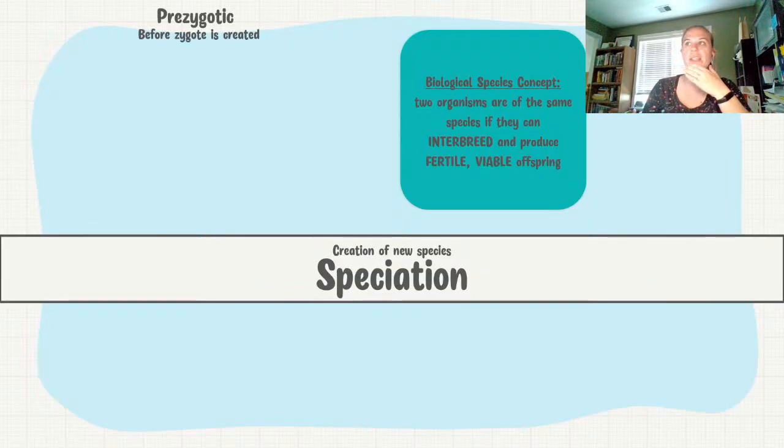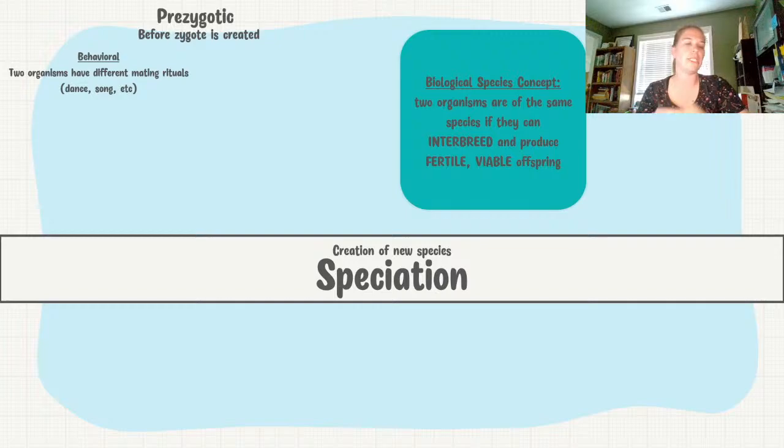So with our prezygotic, this is before the zygote. Pre makes you think of before, zygotic makes us think of zygote, so when sperm and egg come together. So our behavioral, this is ones that have two different behavioral rituals. So as I mentioned before, the blue-footed booby, it does a beautiful little dance. It shows off his blue feet. You know, you want to mate with me? I have blue feet. So that would be a behavioral difference. If a red-footed booby walks up to the blue-footed booby and tries to do a dance, that blue-footed booby is like, no, no, no, thank you very much.